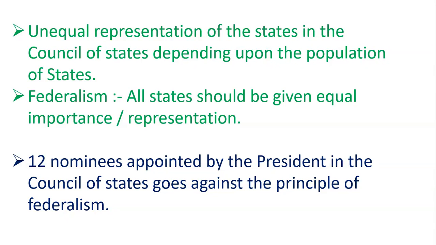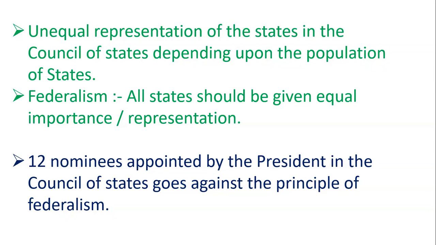Okay, so there are 50 states and 2 members are elected from each state. So there are a total of 100 members in the Senate of America. But friends, what happens in India? In India there is unequal representation of the states in the Rajya Sabha depending upon the population of the state. What does it mean? So what is Rajya Sabha? Rajya Sabha is the House of States, meaning Council of States.